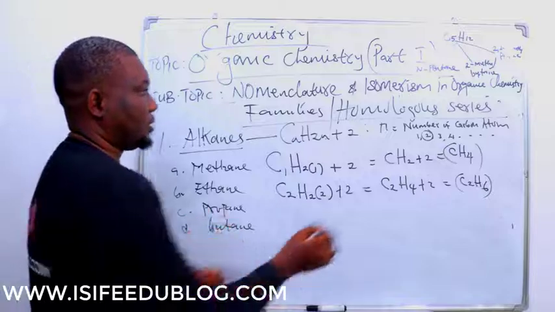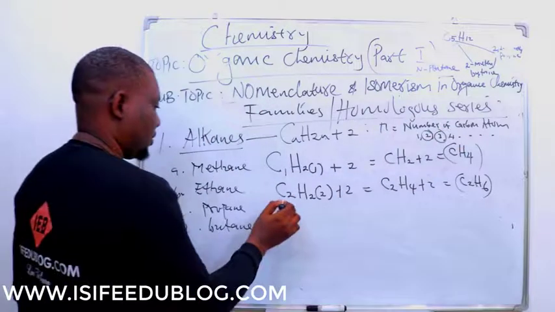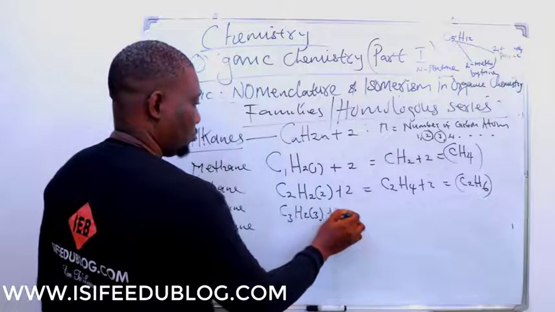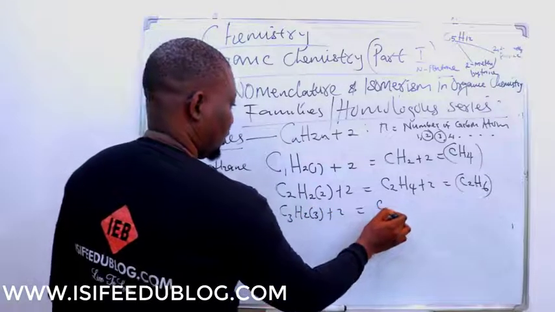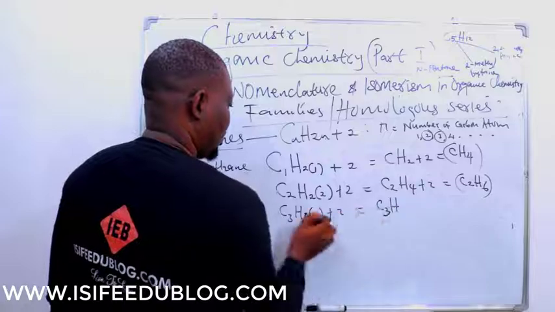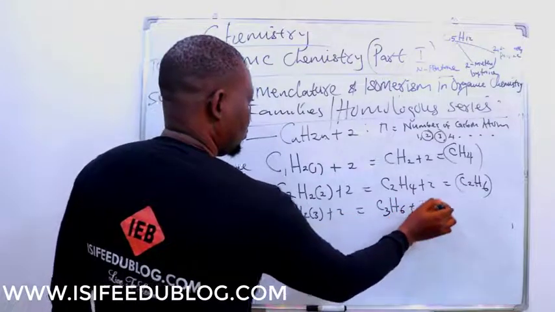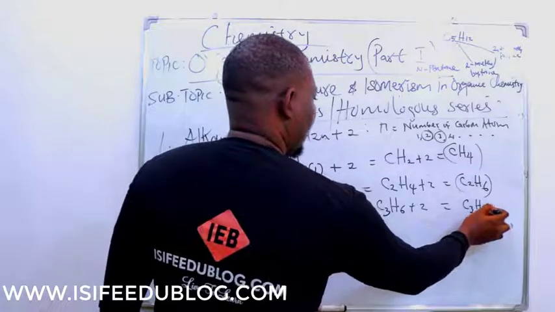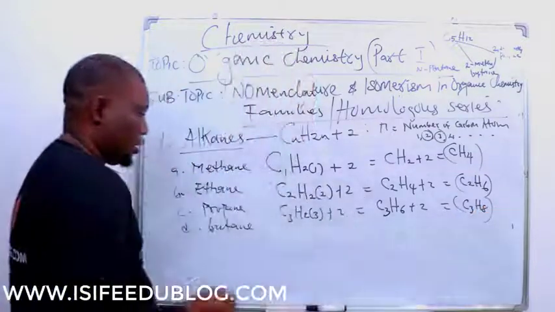The next one is C is going to be 3 now. So we have C3 H2 bracket 3 plus 2, which is C3 H6 plus 2, which is C3 H8, and this is propane.